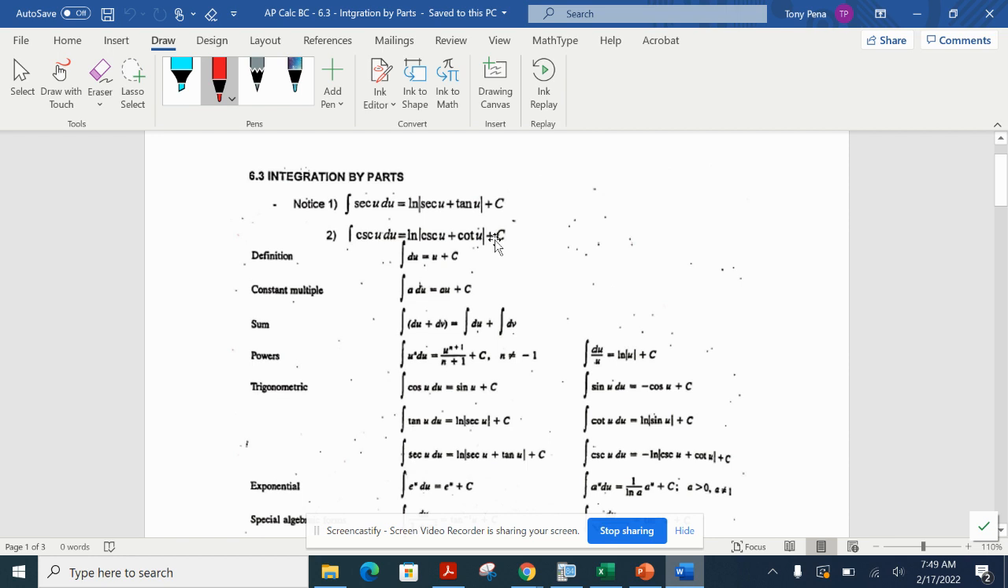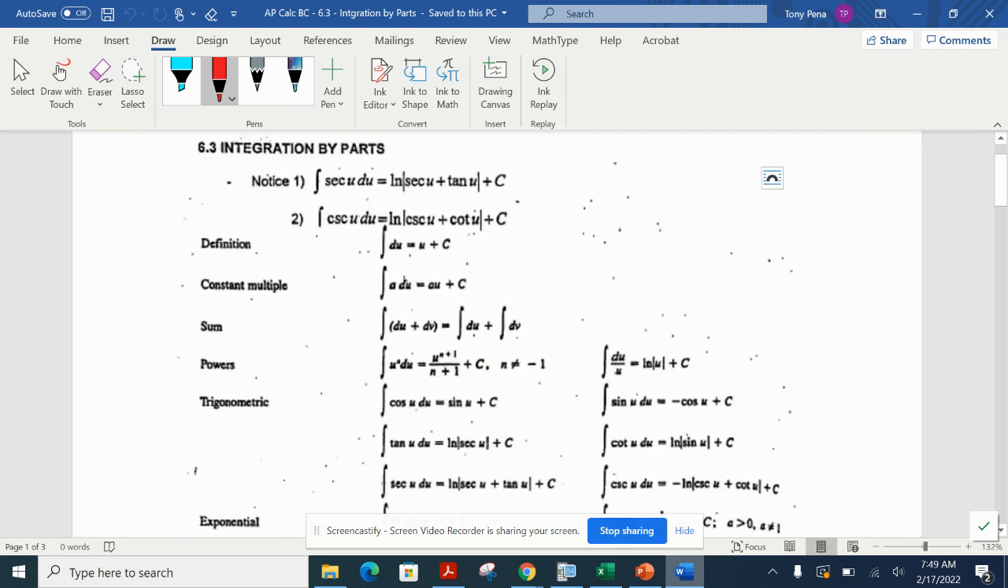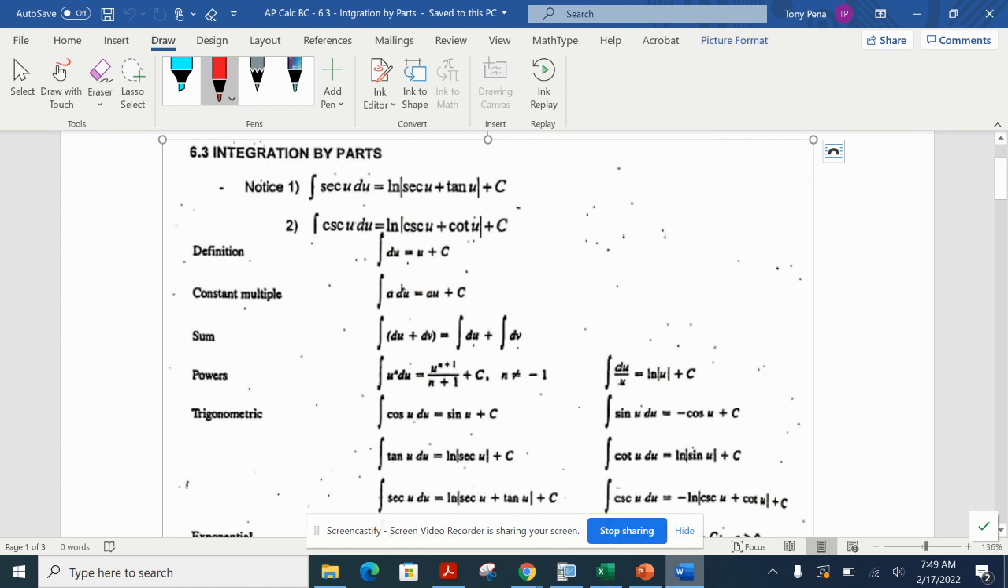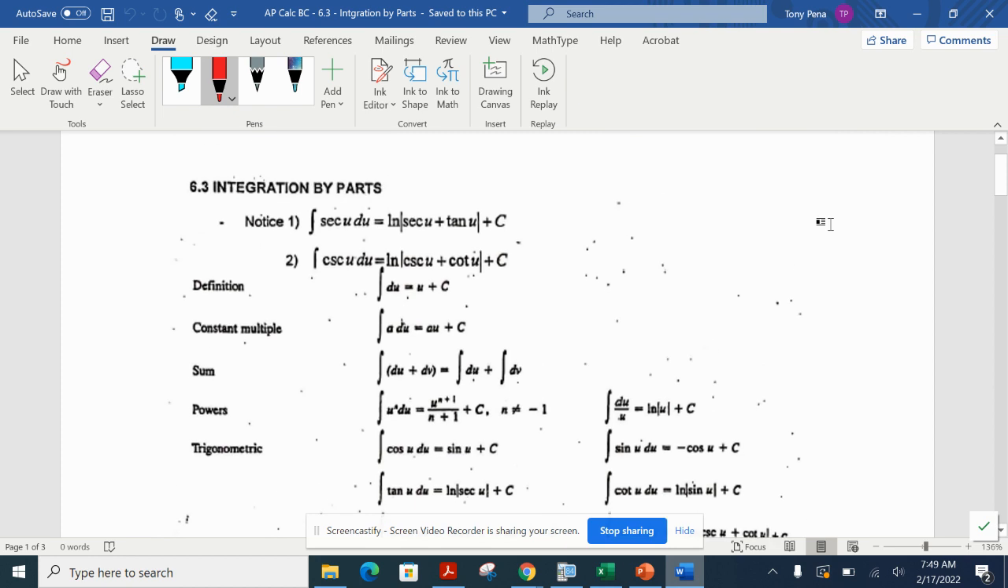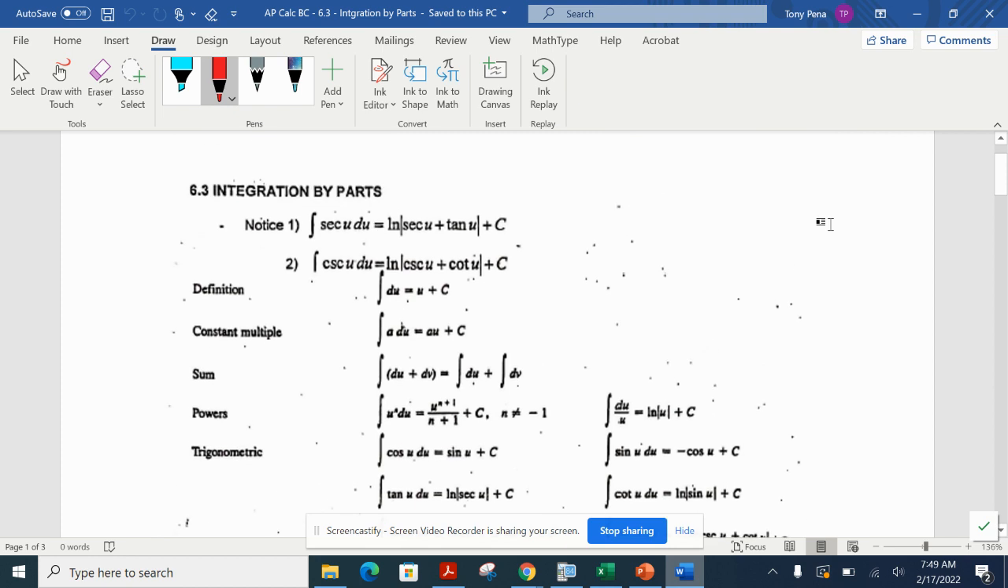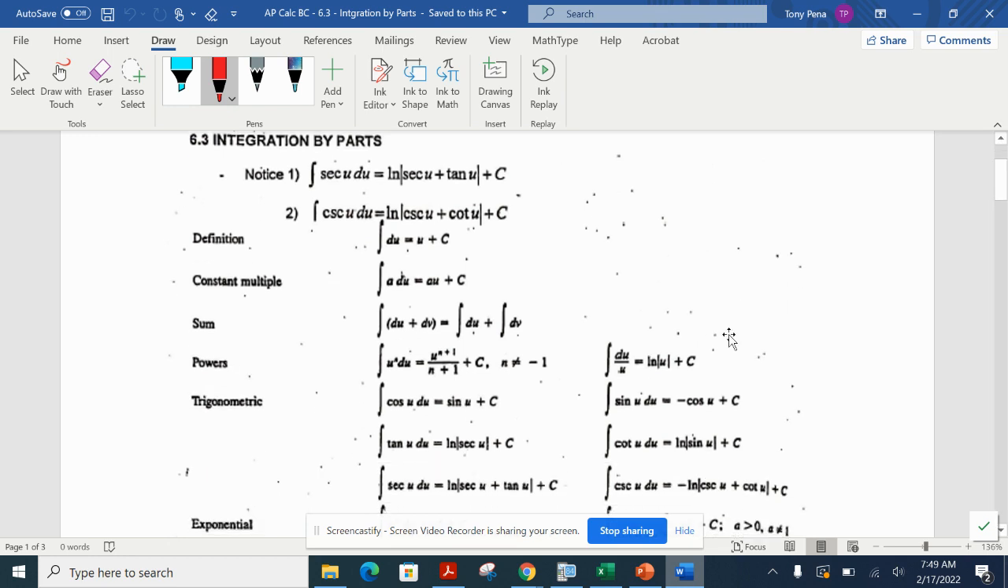What you're going to see here on this first page, for the most part, is what's called integration by parts as the section. But this top 2/3 of the paper is really just all of our antiderivatives that we've done throughout the course of the year written out. It fills in a couple of blanks.